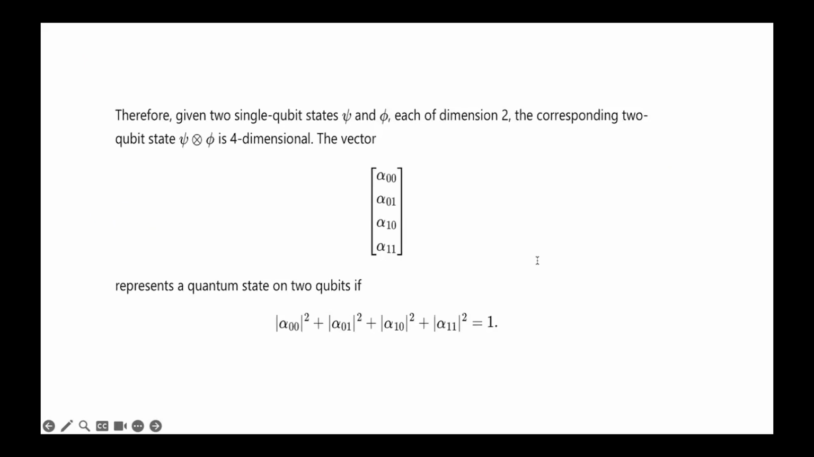Given 2 single qubit states psi and phi, each of dimension 2, the corresponding 2 qubit state psi tensor phi is a 4-dimensional vector. This vector can be expressed in this form and represents a quantum state on 2 qubits if we require that this relation holds true, that the sum of the squares of these quantities is equal to 1.